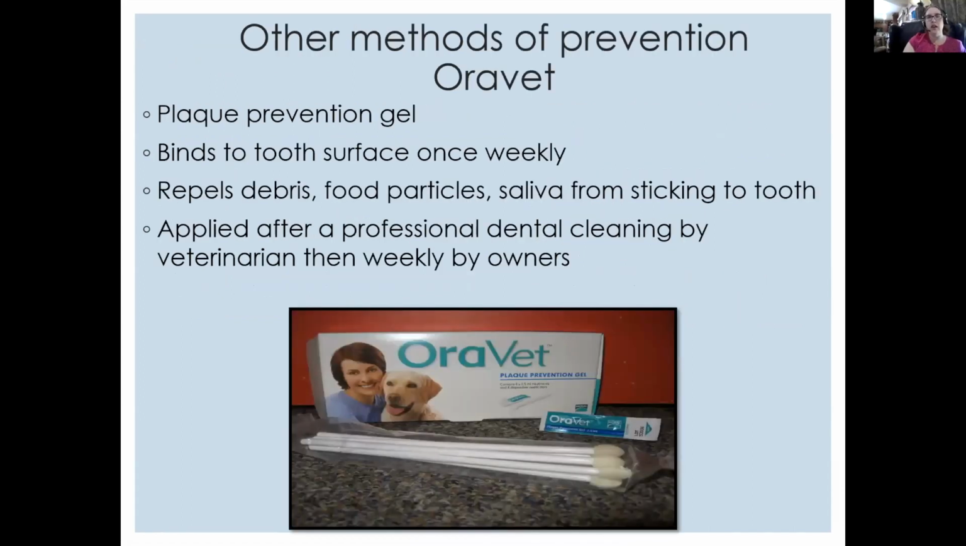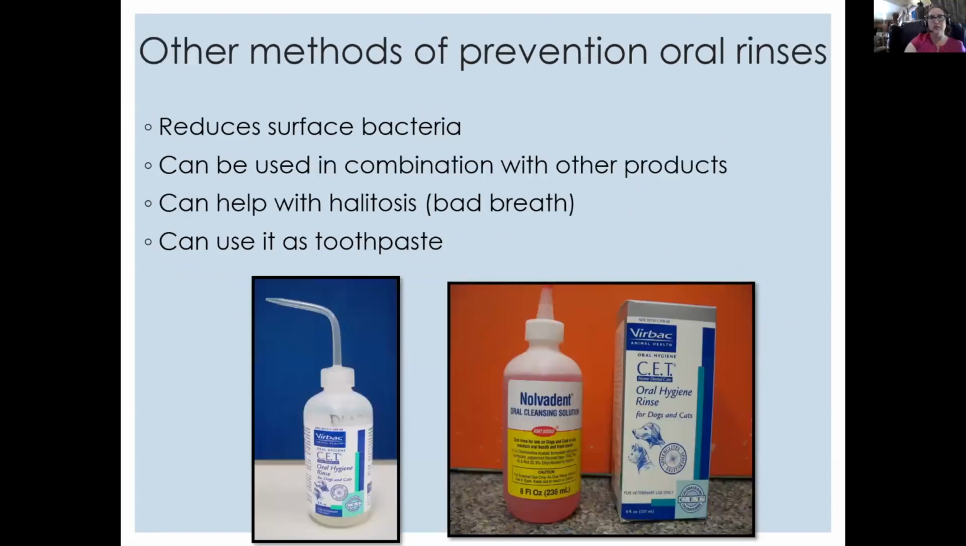Other methods that owners may consider, that veterinarians may consider, are some gels. So Oravet is a plaque prevention gel that binds to the tooth surface. It tries to repel food and tartar and debris from sticking to the tooth surface. It's usually applied after a dental cleaning where the teeth are super clean, and then the owners can apply it weekly. Think of this like chapstick for your teeth, so it repels other stuff from sticking to the tooth surface.